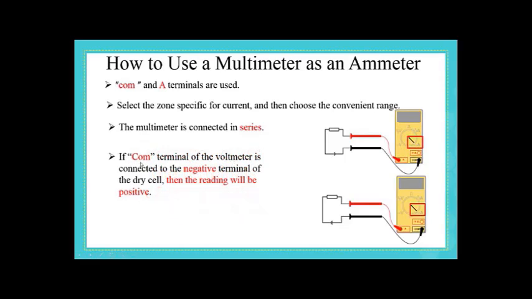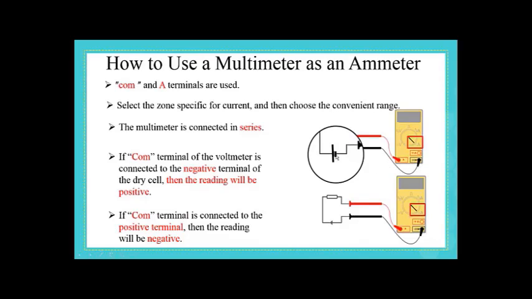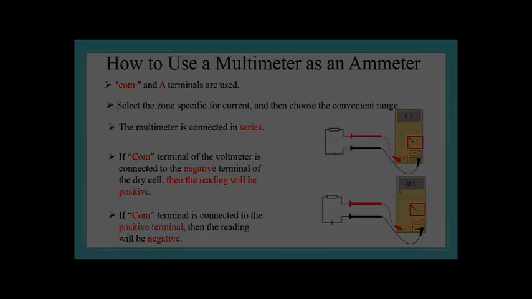If COM terminal is connected to the negative terminal of the dry cell, then the reading is going to be positive. And if we switch the connection, the reading is going to be a negative reading. So if we check right here, COM is at the negative terminal of the dry cell, so we expect to read a positive reading, and in case of switching, it shows a negative reading.